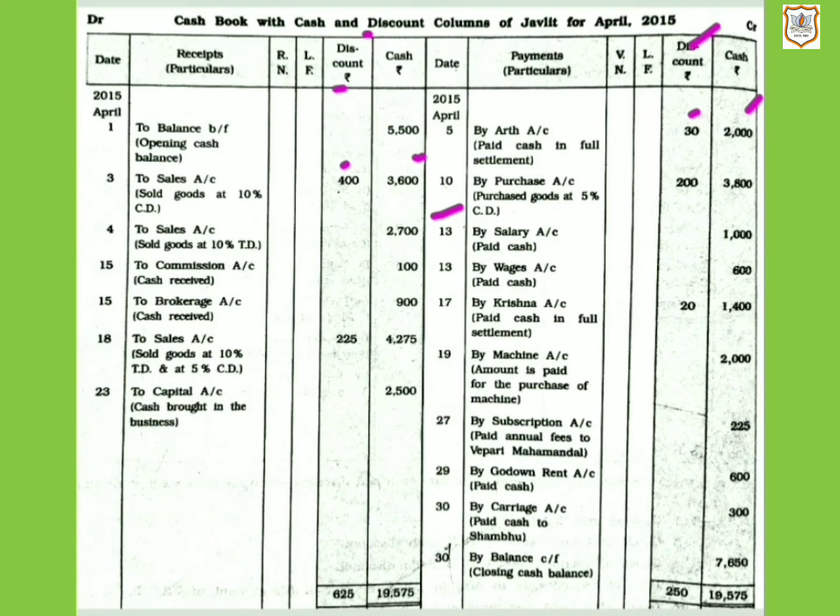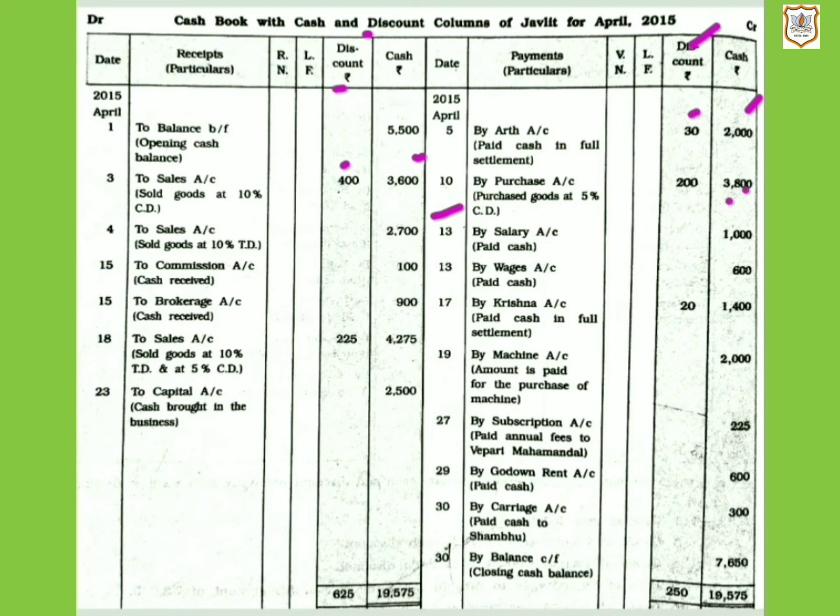Now next transaction, date 10th. Goods of rupees 4,000 purchased at 5% cash discount. It is cash purchase, so it will be recorded in cash book, but on which side? Since we are purchasing goods, and as we have purchased goods, so we must have had to pay the money, that is 4,000 minus 5% discount, that is we are paying cash of rupees 3,800.